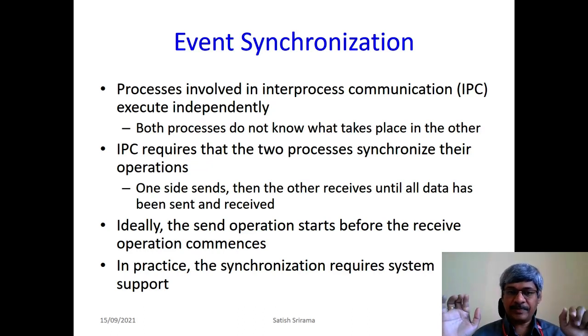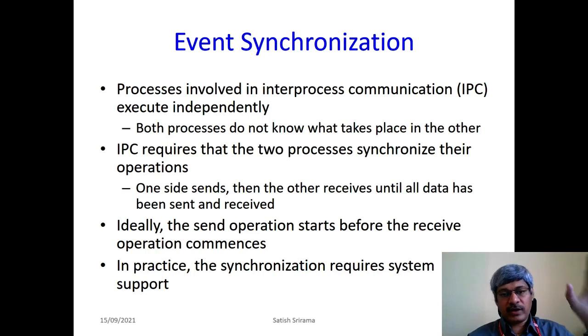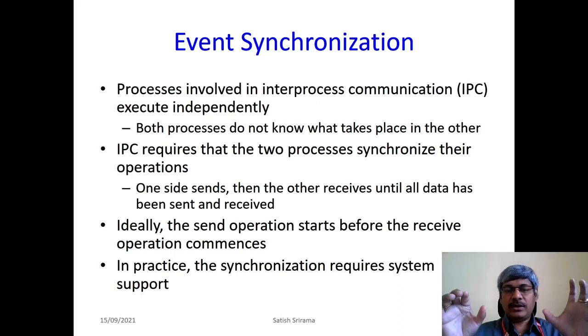If one side sends, then the other side should receive. It should be in the receive state, issuing that receive operation, and it should be receiving until all the data that has been sent is received at the second process. So this sort of synchronization is necessary.